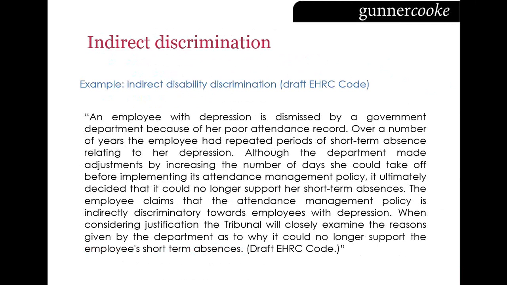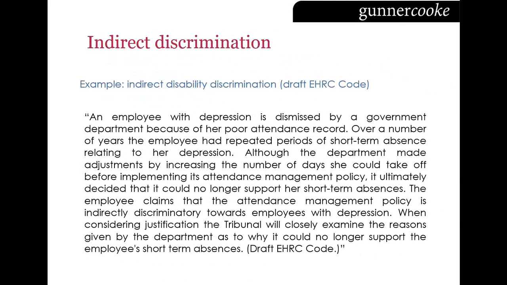I wanted to use it as an example of why it is difficult to bring an indirect discrimination claim. So an employee with depression is dismissed by a government department because of a poor attendance record. Over a number of years, the employee has repeated periods of short-term absence relating to depression. Although the department has made adjustments by increasing the number of days she could take off before implementing its attendance policy, it has ultimately decided that it could no longer support her short-term absences.